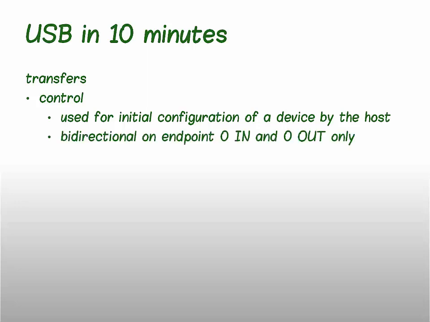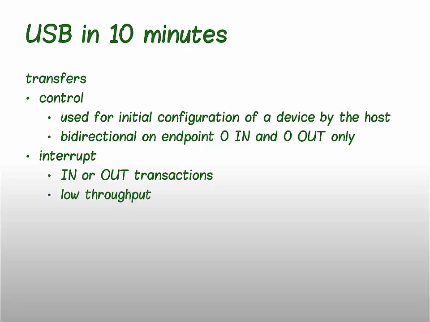The second transfer type available in low-speed USB is interrupt transfer. It uses in or out transactions, though in transaction is more common. The transfer is used for low throughput communication, often in regular intervals, such as in communication with a mouse or a keyboard.